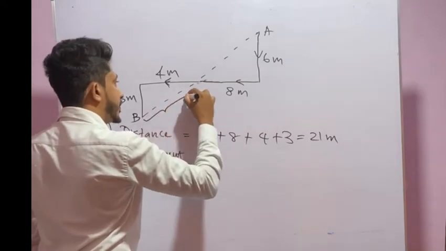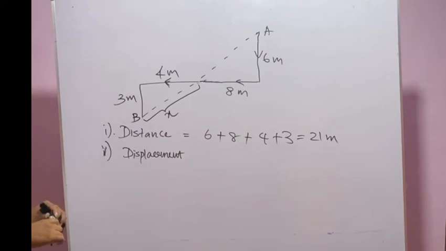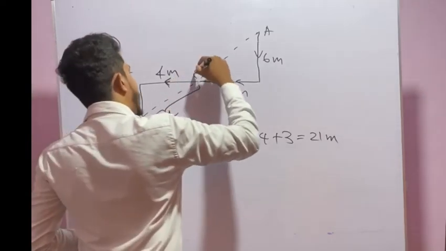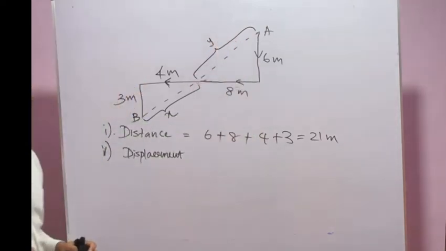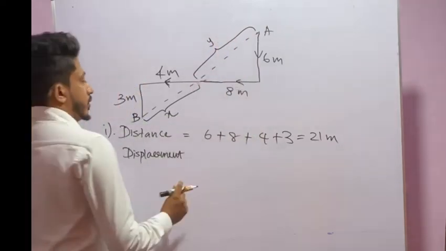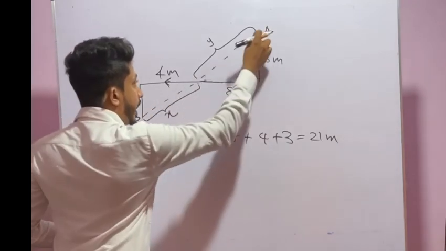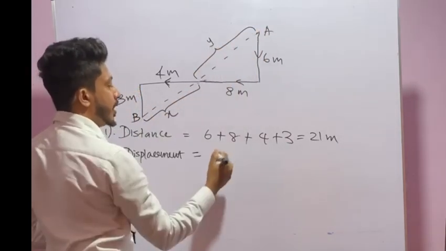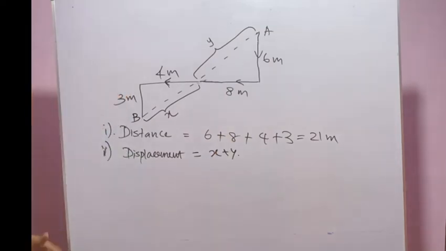this length. Let's say it is x. And also you can easily calculate this length. Let's say it is y. So displacement is this total length, that means x plus y. Let's find x and y.